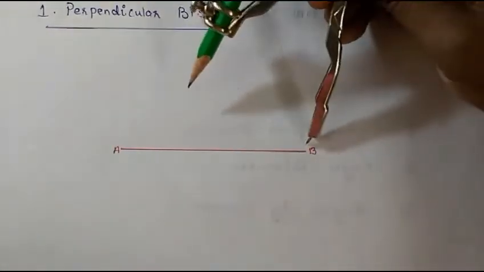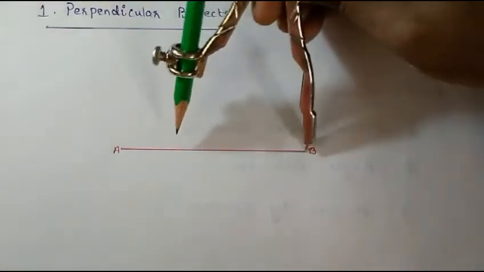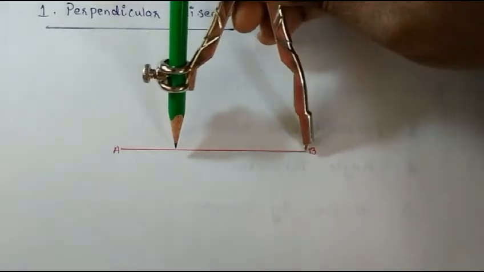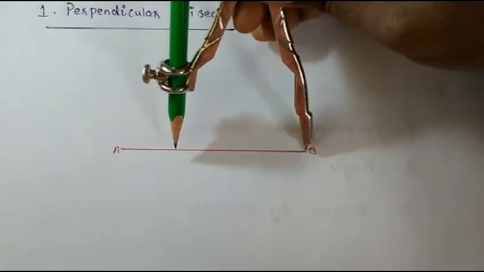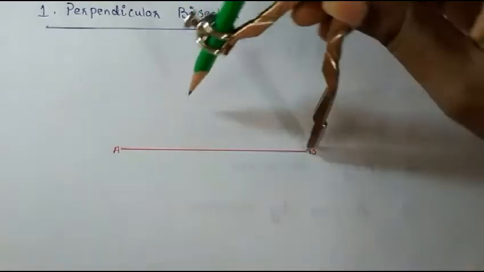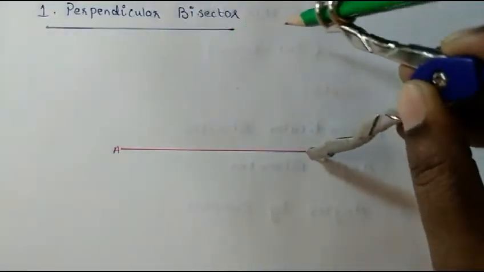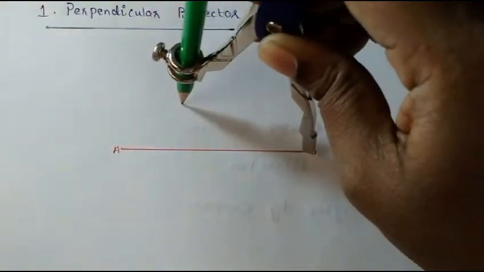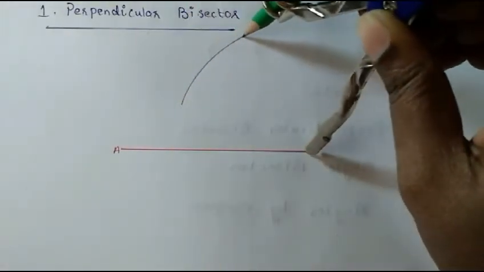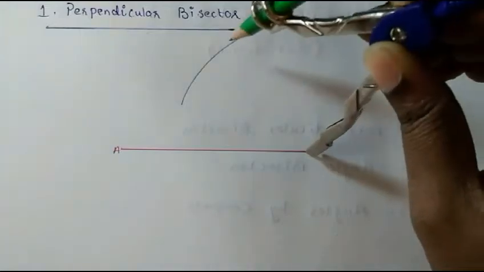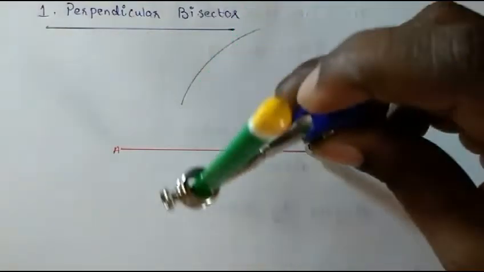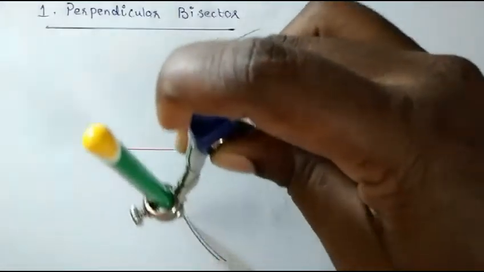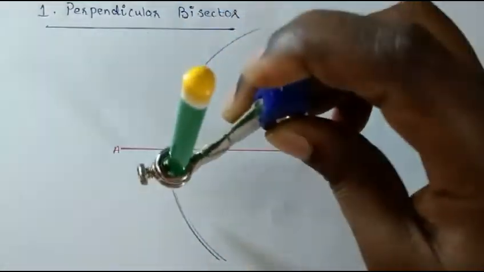You see, just see, is it more than half? See, more than half of this line measurement, you have to open the compass. After opening, don't change the point, keep the point and draw one arc. Okay, same way draw down also. So up and down, both sides you will draw the arc.